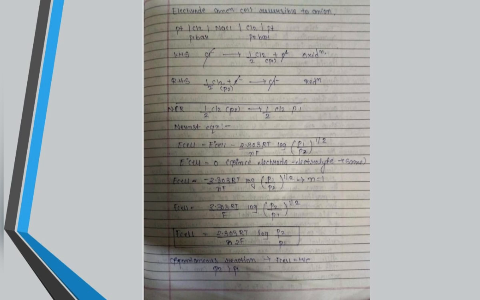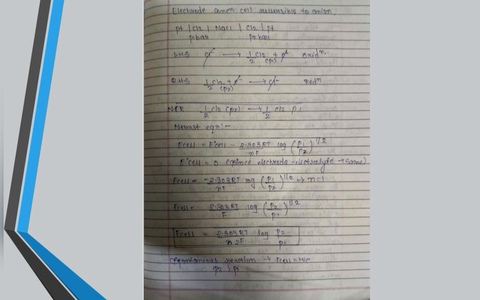Now, the condition for spontaneity remains the same, and that is E cell has to be positive. And E cell will be positive only, my dear friends, when the P2 upon P1 ratio is greater than 1. And that's going to be possible only when P2 is greater than P1. So everything remains the same. The only difference is that in the case of the electrode reversible to cation, we had the final condition P1 greater than P2, and here we have P2 greater than P1. So this is, my dear friends, about the electrode concentration cell reversible to anion.